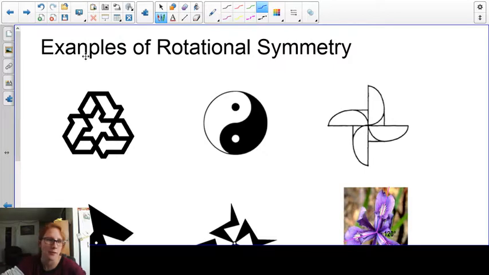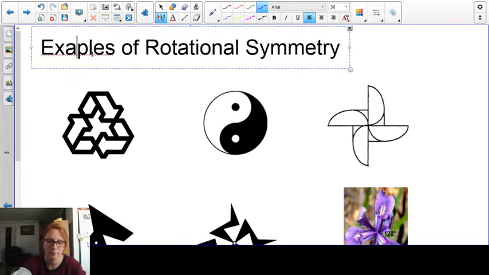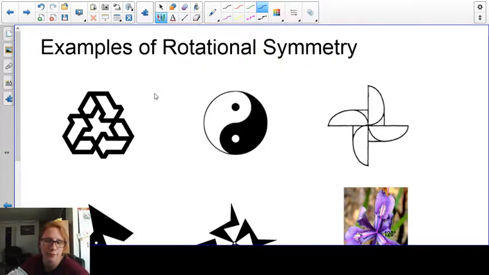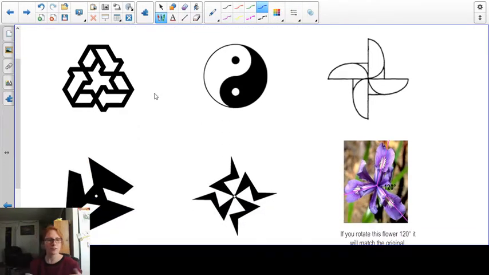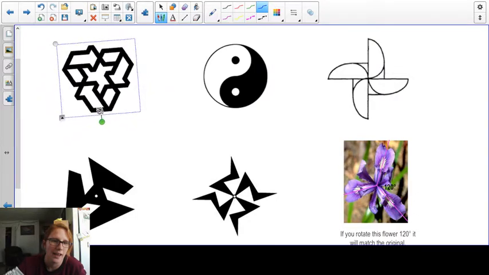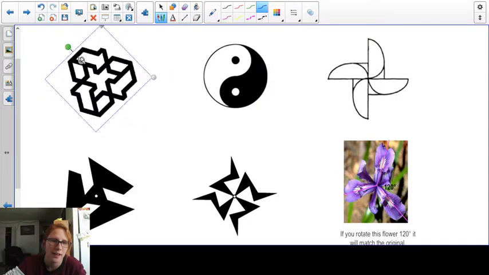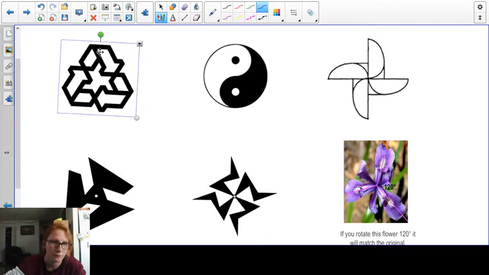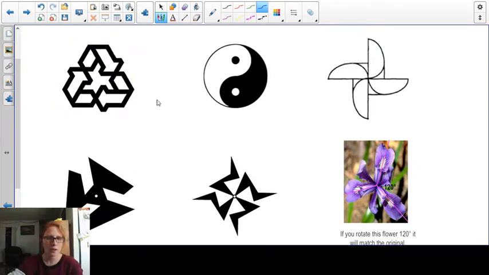All right, so let's look at some examples of rotational symmetry. This recycling sign can be rotated. If I flip my shape, I get to the same shape again. And I get to the same shape again. And I get back to the original. Kind of. So that shape can be rotated. Now this is like a triangle. It has 3 things. So this one can be rotated 120 degrees.